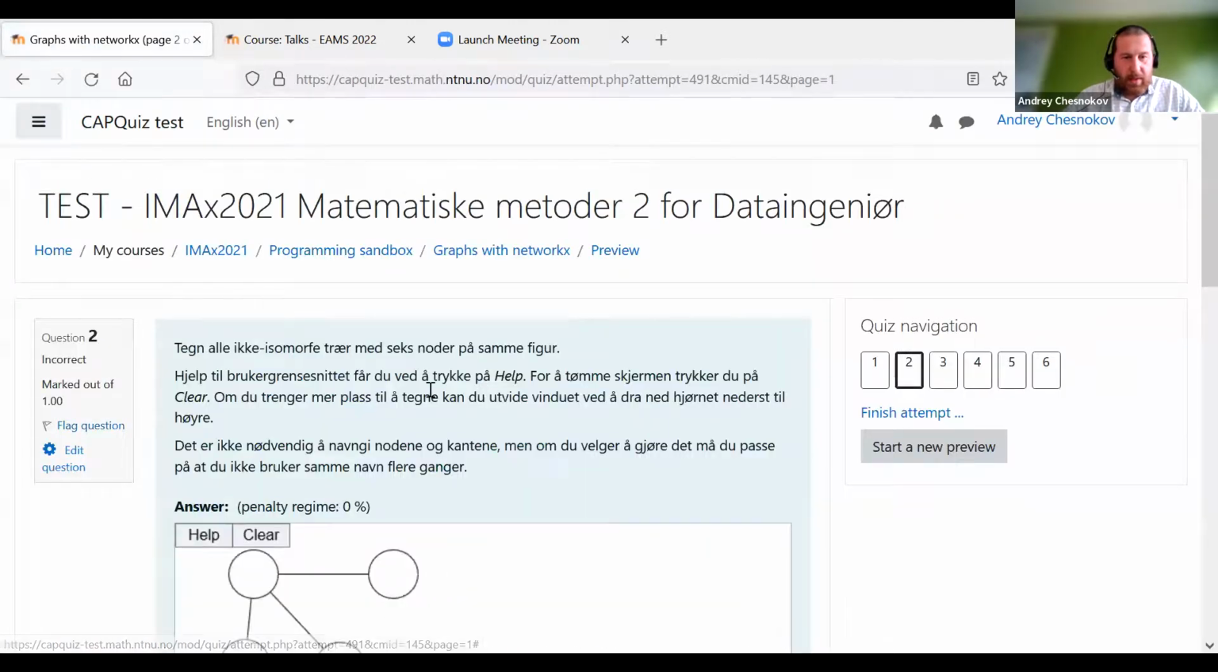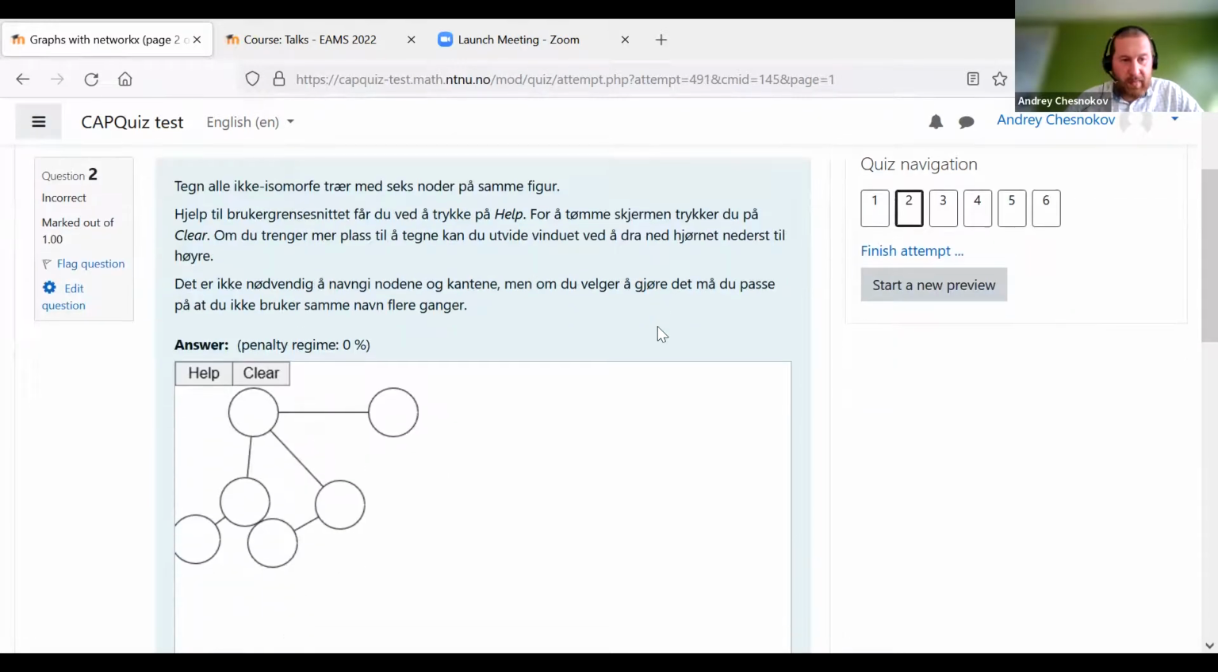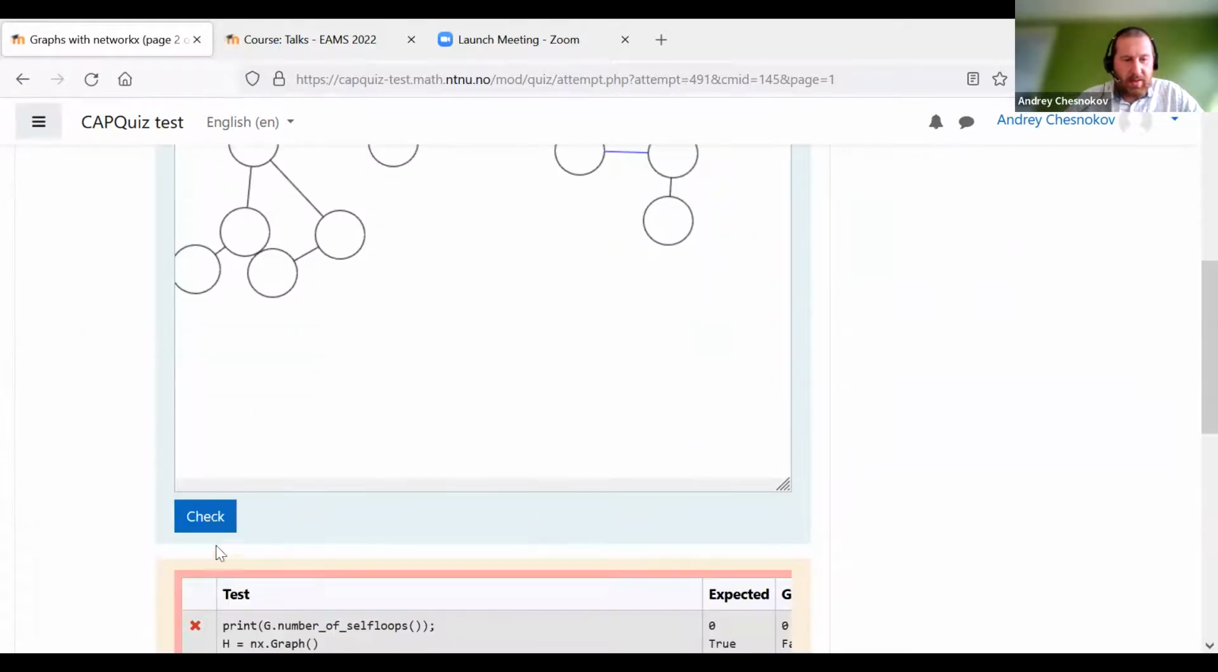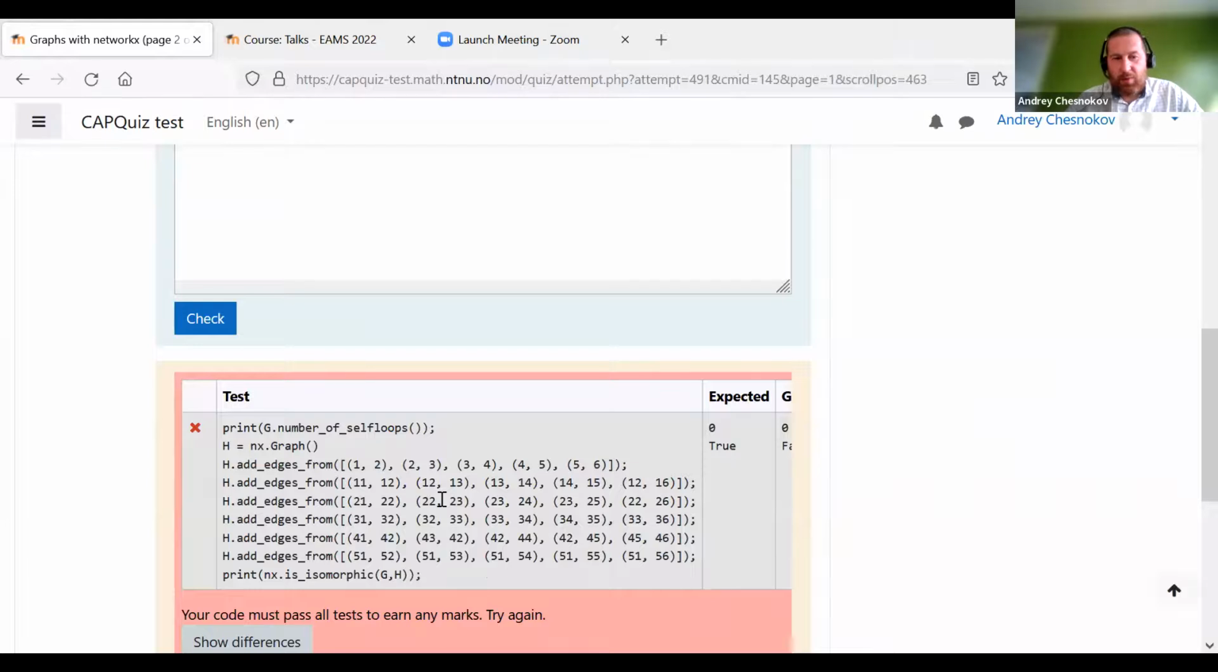Next example. This is about finding all non-isomorphic trees with 6 nodes. So everything is here. So that was one tree, and then I can draw another tree, and then just make it into a tree. And then I try check. So how does the assessment look like?